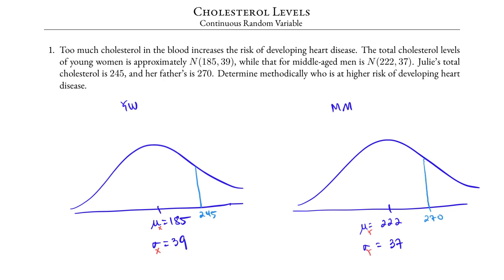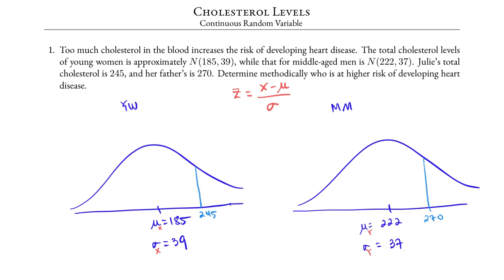Comparing Julie's cholesterol to her father's cholesterol level is similar to comparing apples to oranges. We can't compare the two because one is for young women and the other is for middle-aged men. To compare the two, we need to somehow turn them into the same standard. One way to do that is to standardize their cholesterol level using the formula Z equals X minus mu over sigma. This is called the Z-score or the standardized Z-score.